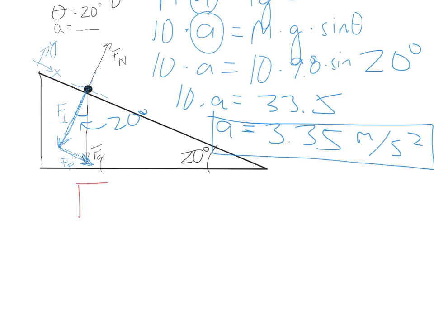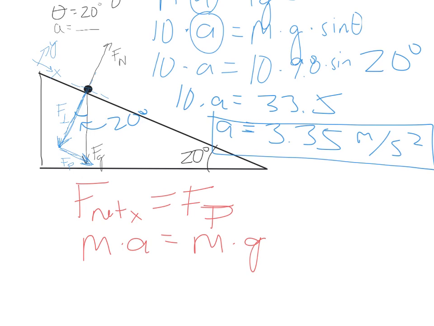We'd write our net force equation. We'd say F net x, the sum of the forces in the x direction, is Fp. We'd expand that out. M times a equals Fp, which is Fg sine theta, and Fg is mg. So let's combine those into that step right there: Fp is mg sine theta.